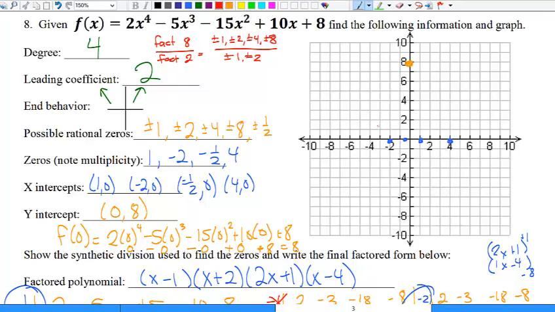Okay, so my end behavior was up and up. None of these have any multiplicity, which means I just have to go through and touch each of my x-intercepts and y-intercepts. There's nothing else, no bounces or wiggles, just go straight through, and through. And that finishes up this page.